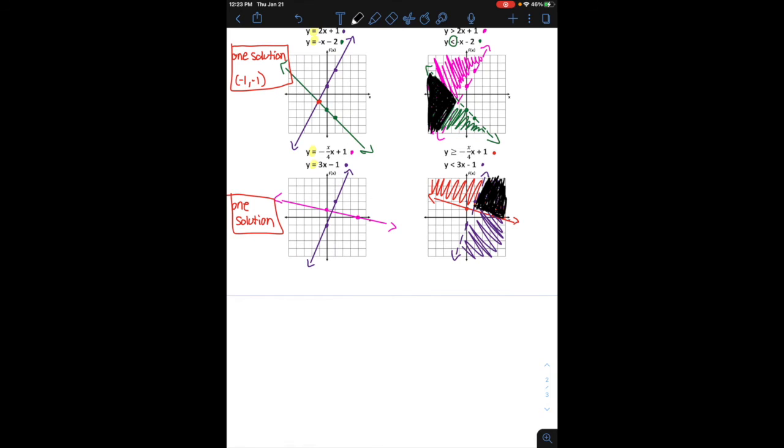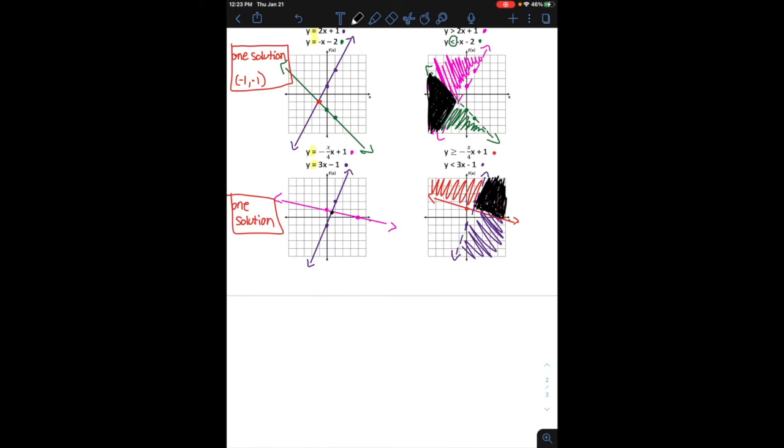Here are your answers for the last two systems of equations and inequalities. The first one, again, equal signs, we don't shade. These two lines intersect each other, but unlike the last two, they don't intersect each other at a perfect ordered pair. Therefore, we know there's one solution, however, we don't know exactly which ordered pair it is.